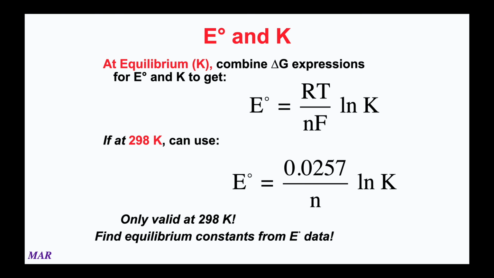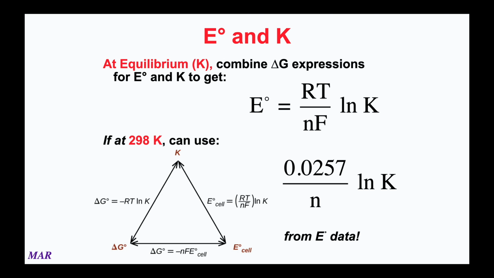If you're at 298 Kelvin, and remembering that R is a constant and also the Faraday, E naught equals 0.0257 divided by N times the natural log of K. So that's another way that kind of helps out. N, of course, is all over the place, depends on moles of electrons transferred, but if you're at 298 Kelvin, which is really common, then you can substitute in 298 times R divided by F to get that constant, and you're good to go.